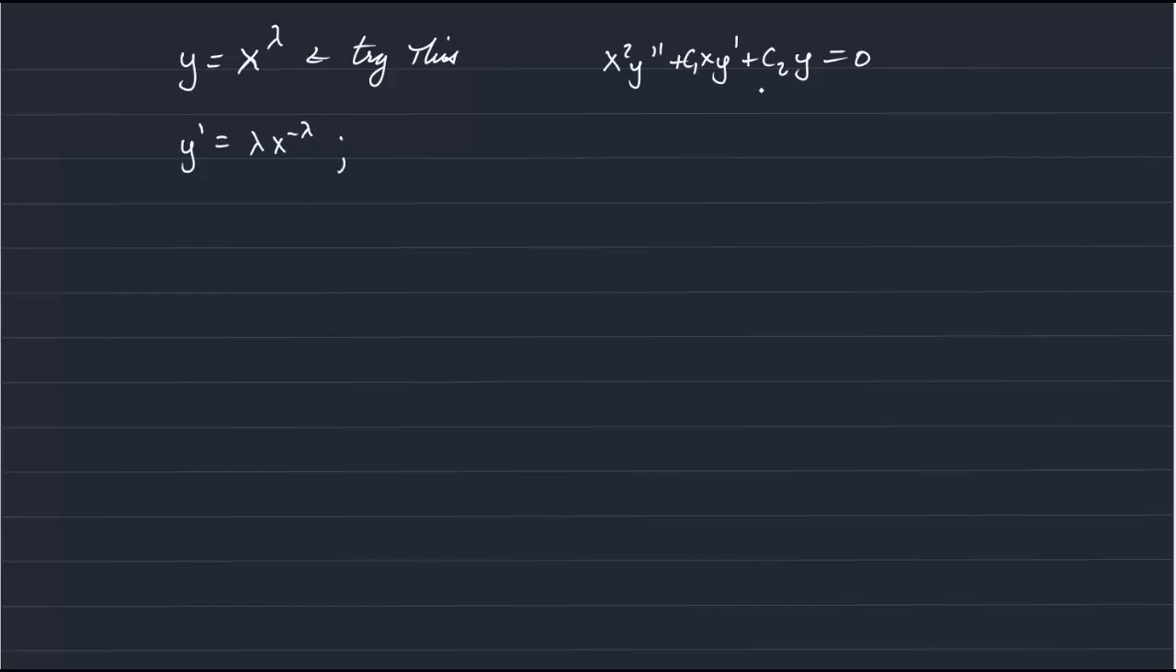and x times y prime is equal to... I'm sorry, y prime is equal to, I didn't do that right. y prime is equal to lambda x to the lambda minus 1. And so the product of x times y prime is lambda times x to the lambda.